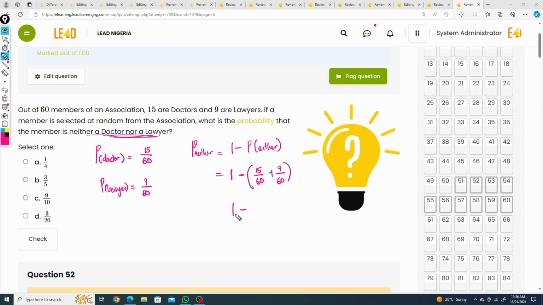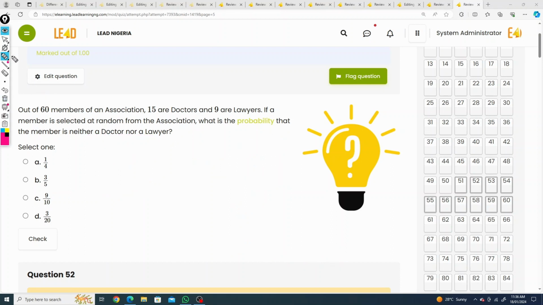That will be 1 minus 24 over 60, of which I can rewrite 1 as 60 over 60, right? Which gives me 36 over 60, or what? 3 out of 5. So the correct answer is 3 out of 5.